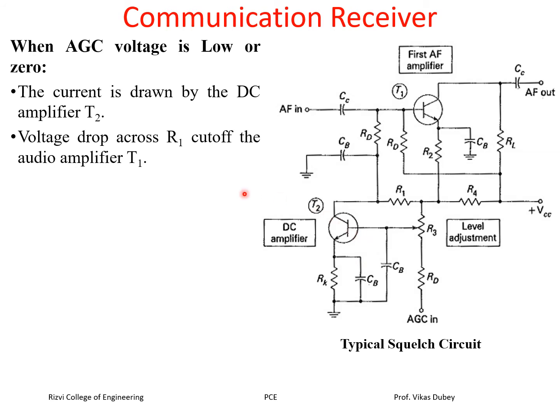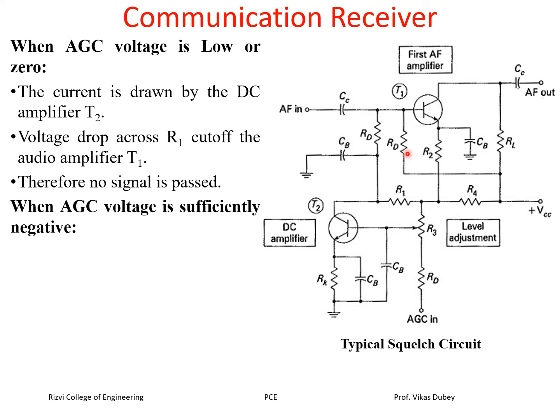And the voltage drop across R1 cuts off the audio amplifier T1. Here a very high voltage drop is there, due to which T1 goes into cut off mode. Therefore no signal is passed through T1, meaning AF is not coming out, because the output of T1 is the AF signal.